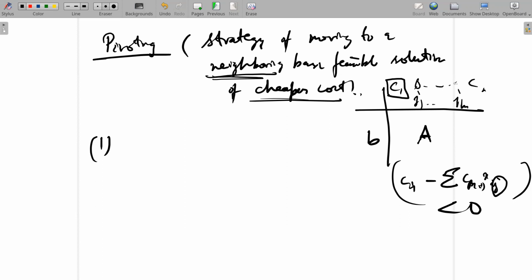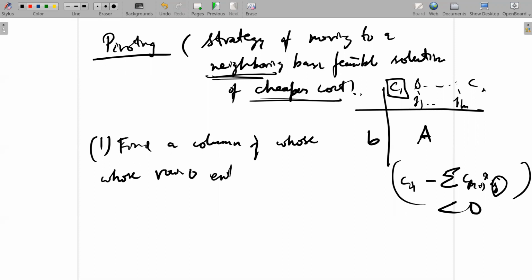So let me again rewrite that. Find the column j. You can refer to your previous lecture notes, I'm just saying a lot of things verbally. So we have to find a column j to pivot to, whose row 0 entry, corresponding to the modified cost, is strictly negative.